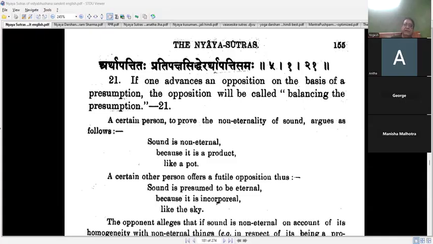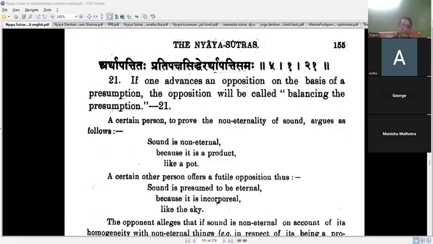So the Jativadi is saying that what you are saying, that sound is presumed, is just your presumption. Because sound is not perceptible by touch or vision, hence it is eternal like the sky. The sky is not perceptible by touch or vision.